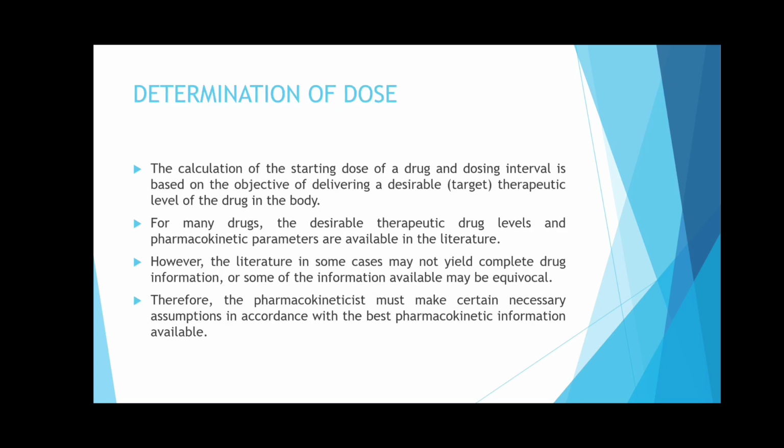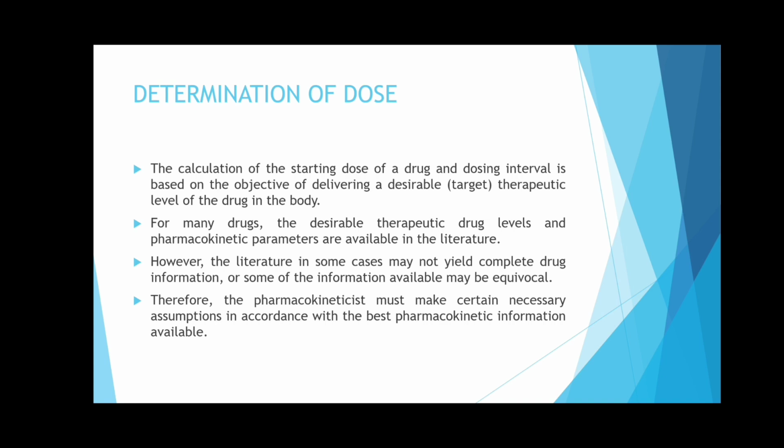Next, we'll talk about determination of dose. How to determine a dose? What is a dose? Dose is the amount of drug which is given at a particular time so that some kind of therapeutic effect is produced. So, dose is nothing but the quantity of the drug that has to be administered to a patient at one time. So, that is a dose.